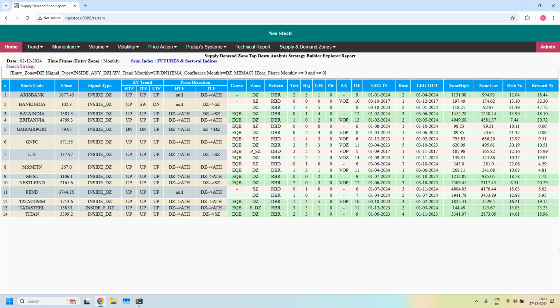These 14 monthly demand zones are having monthly EMA Confluence, and also the current price is closed inside the monthly demand zone.